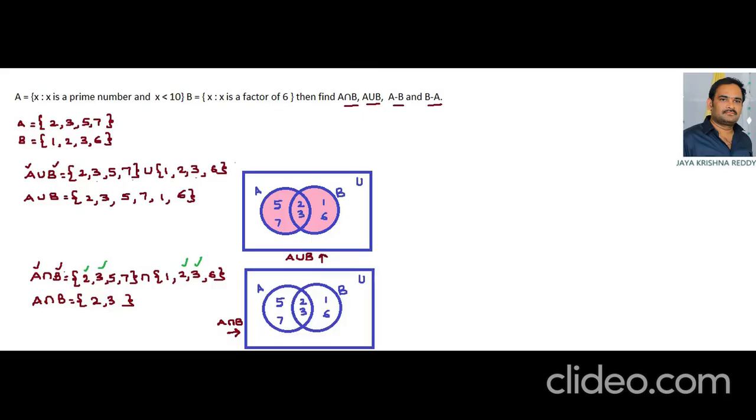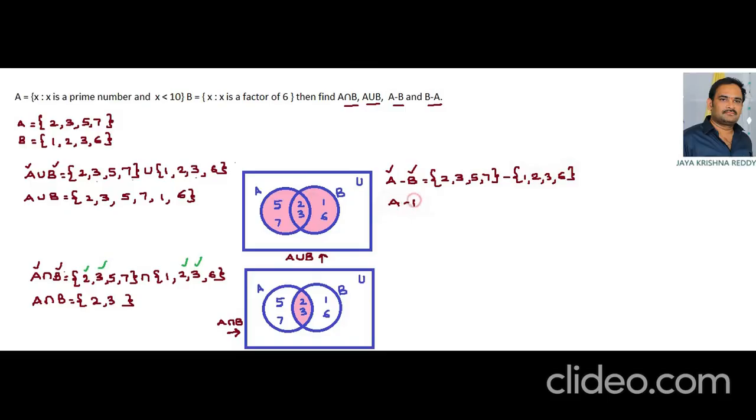Now shade the region which represents A intersection B. So this part represents A intersection B. Now let us find A minus B. So first set A is there. Write the elements of set A: 2, 3, 5, 7, minus, and next we have set B. So write the elements of set B. Those are 1, 2, 3 and 6.